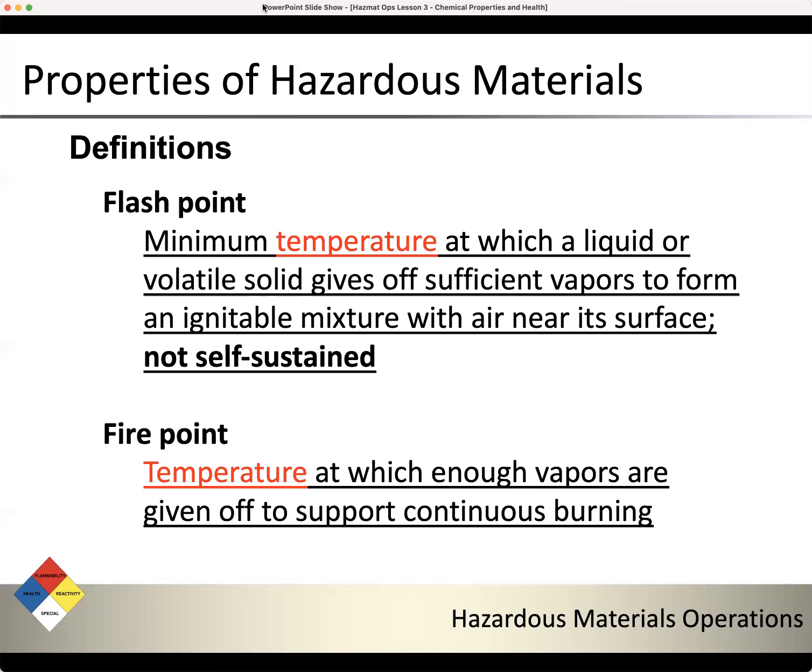Next, we have fire point. Again, we see the word point. That means it's a temperature. Fire point is the temperature at which enough vapors are given off to support continuous burning. So this is a temperature greater than the flash point temperature, which is self-sustained. So the fire point is self-sustained. As long as we maintain that temperature or above, we will maintain fire.